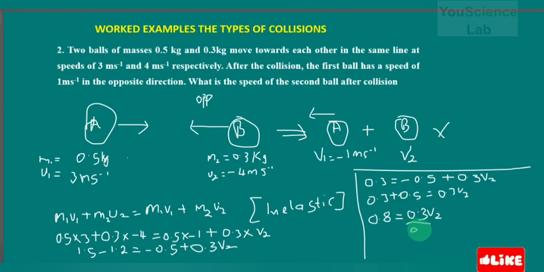So divide both sides by 0.3. And v2 is equal to 0.8 divided by 0.3. That is 2.6666 recurring. So I'll just approximate that: v2 is equal to 2.67 meters per second.